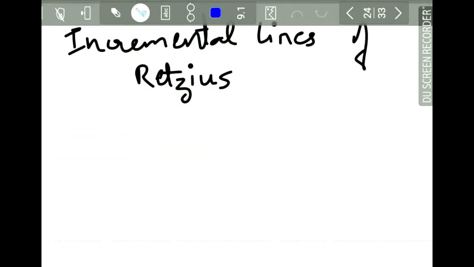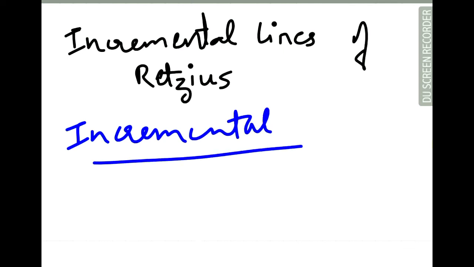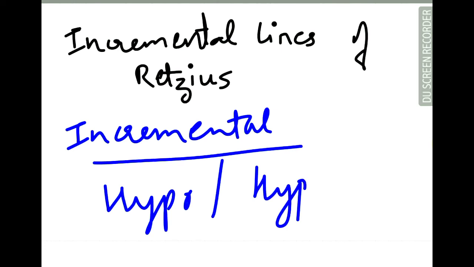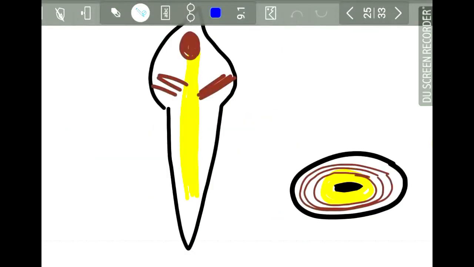Now, the incremental lines of Retzius, last topic for today, or the striae of Retzius. What are incremental lines of Retzius? These are the lines which represent the incremental pattern of enamel growth. The enamel is laid down in layers, and these incremental lines represent the incremental pattern of the enamel growth. These lines may be hypomineralized or they may be hypermineralized.